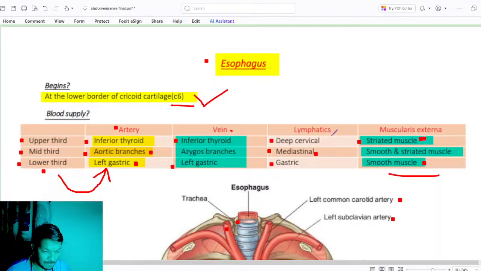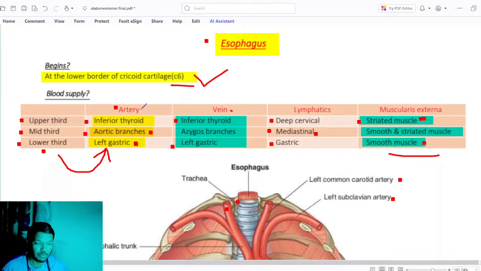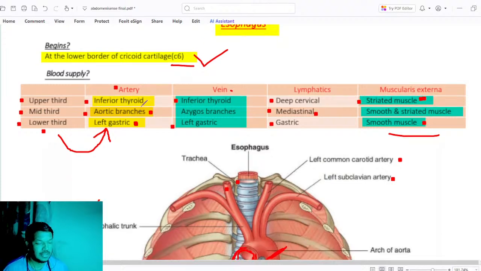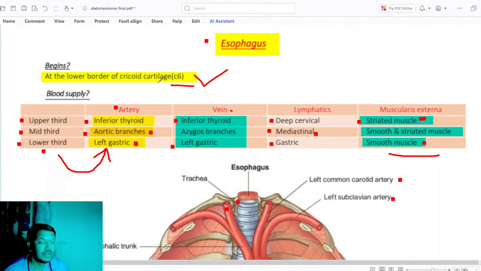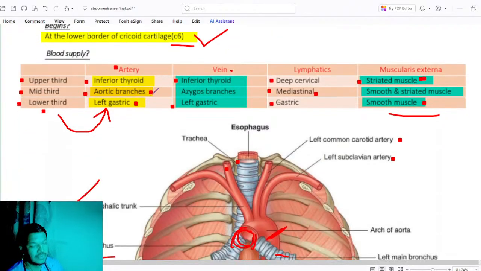Now esophagus, very easy. It begins at the lower border of the cricoid cartilage, at vertebral level cervical 6. We can divide the esophagus into 3 parts: upper third, middle third, and lower third. Upper third is supplied by the inferior thyroid artery. Vein, inferior thyroid vein.